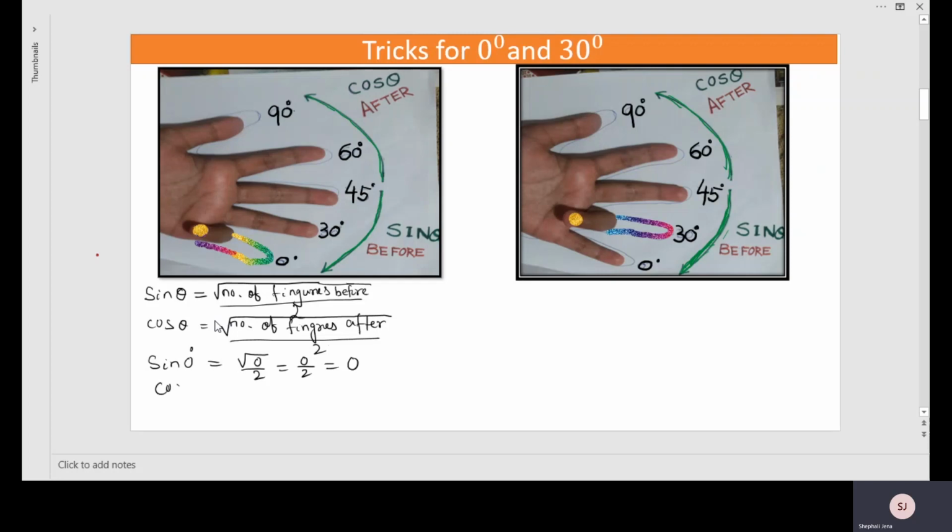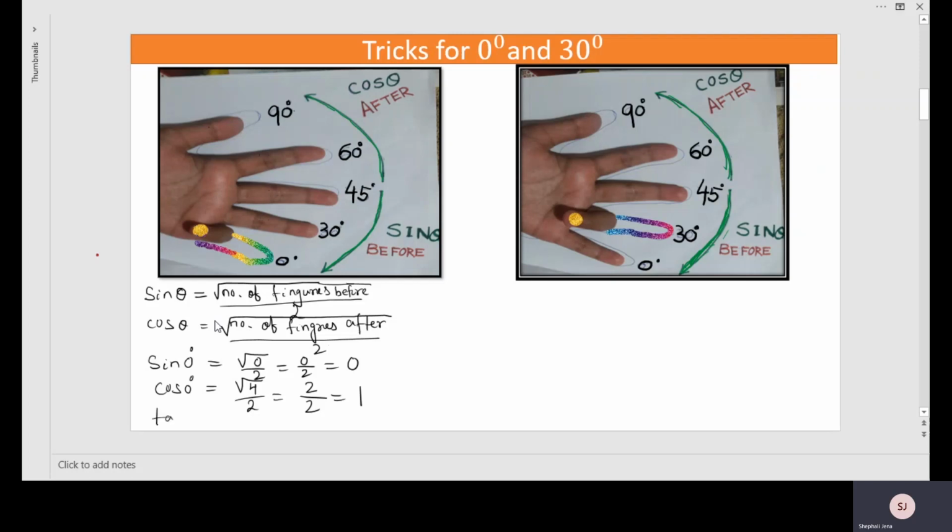Like that, cos 0 degree. Number of fingers after, how many are left? After the little finger, how many fingers are there? 1, 2, 3, 4. So square root of 4 divided by 2. Square root of 4 is 2. It is a numeral, it is not algebra. It is only arithmetical calculation. So square root of 4 is 2, divided by 2, 1.